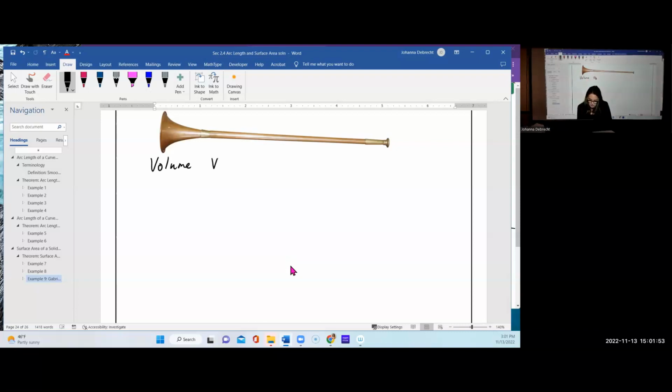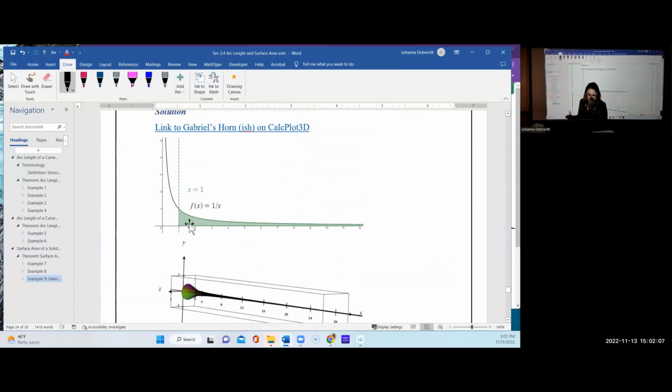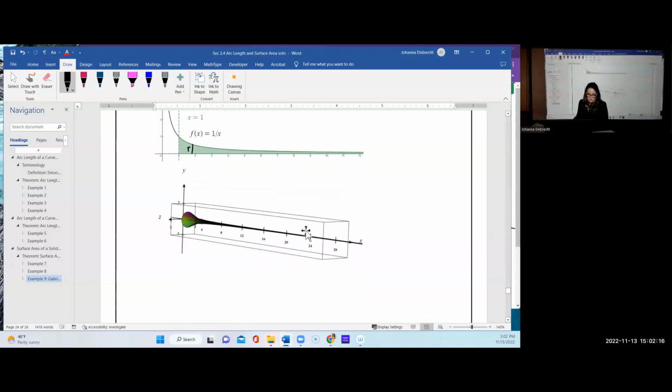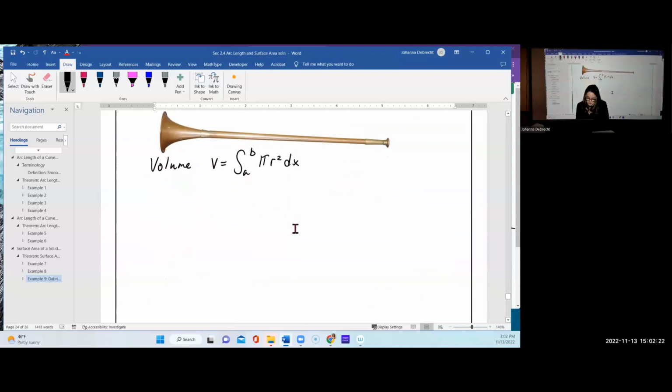Remember that the formula for volume is the integral from a to b of pi r squared dx, where r, of course, is given by the function, right? That's the radius. So when we look at our graph again up here, the radius is this little piece right here, and it gets revolved around the x-axis. So the radius is actually the function value 1 over x. So now we're going to replace this in here. We want to integrate from 1 to infinity of pi times (1 over x) squared dx.